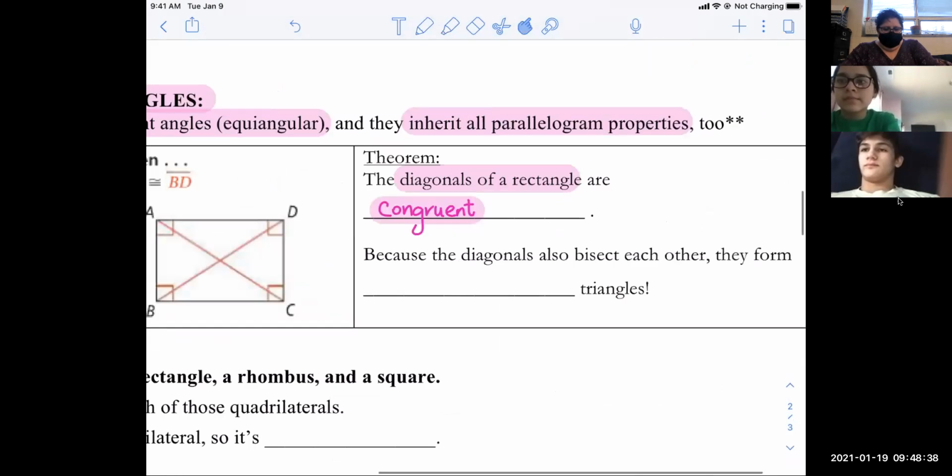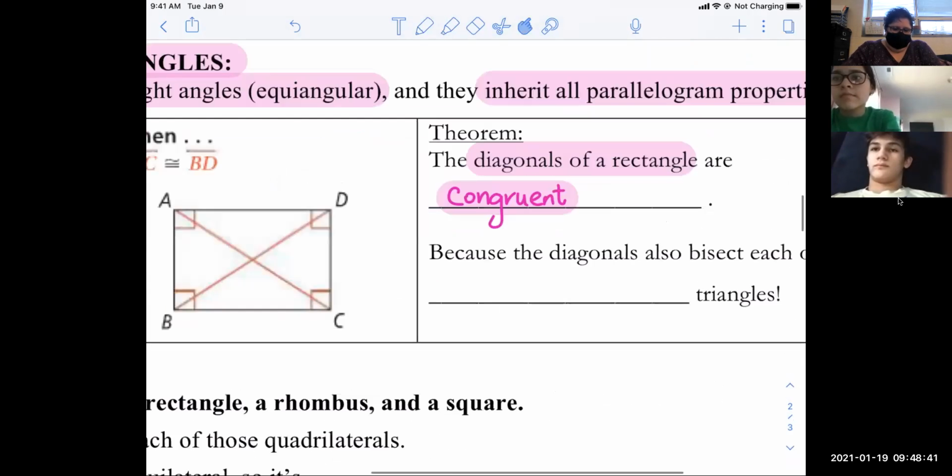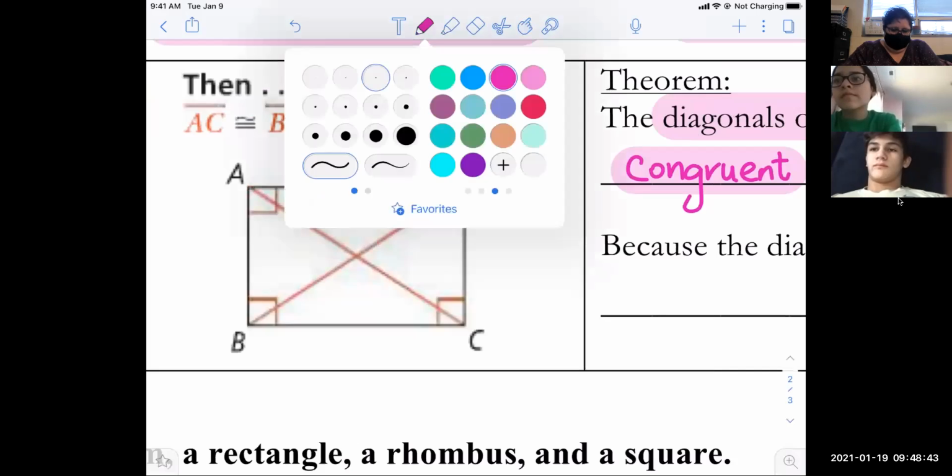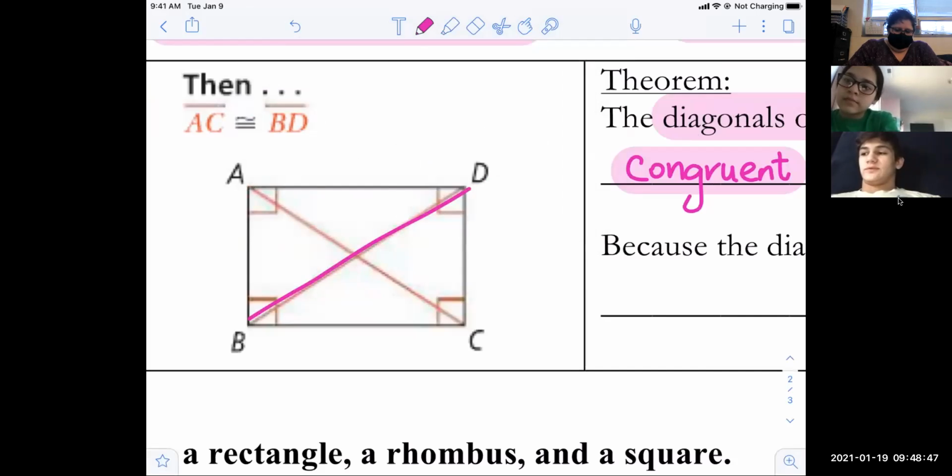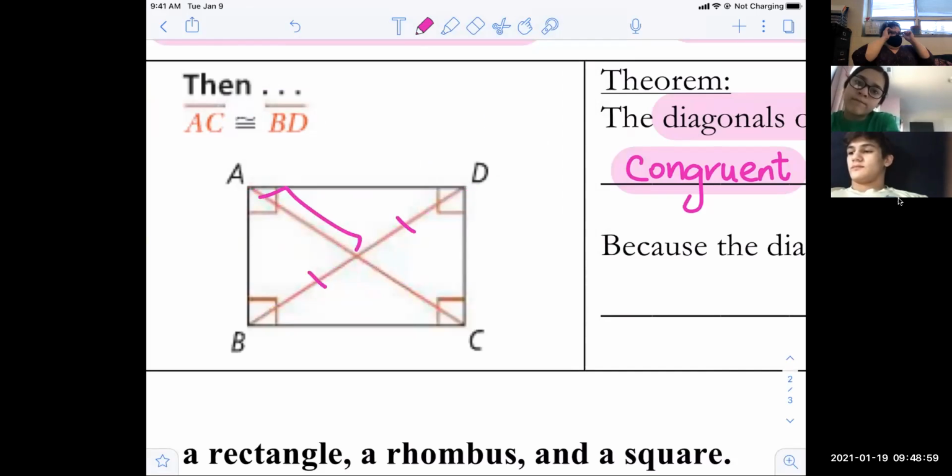So the diagonals are congruent and they bisect each other because it's a parallelogram. So if I know that these lengths are the same, and then also they bisect each other, those are the same. What do you know about this length? How many hash marks should I put on that? Joey, how many hash marks should I put on that little half there? That's my question. Which is it?